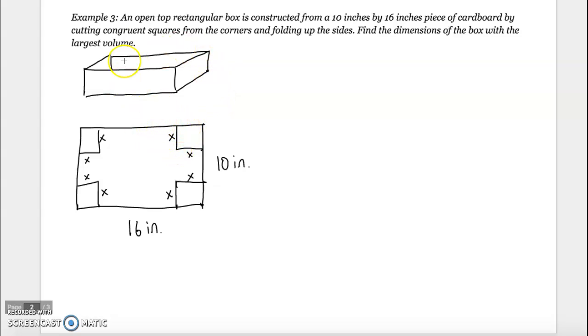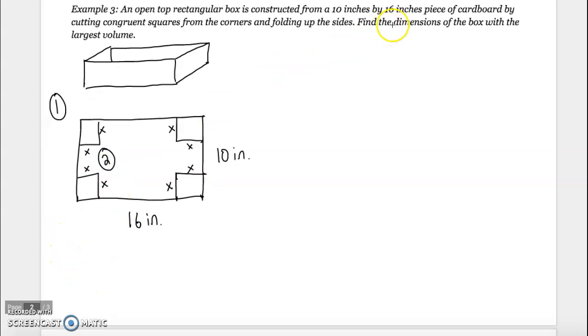So I drew my picture, and one, identified my variables. Two, I'm trying to find the dimensions of the box with the largest volume, so I'm trying to maximize the volume of the box. I can just write V. Let's write an equation for our volume.